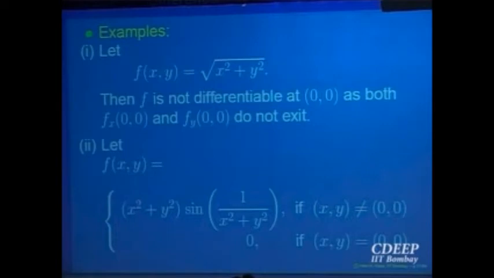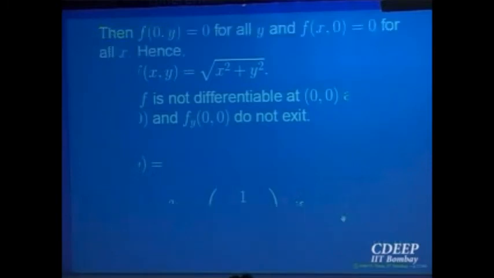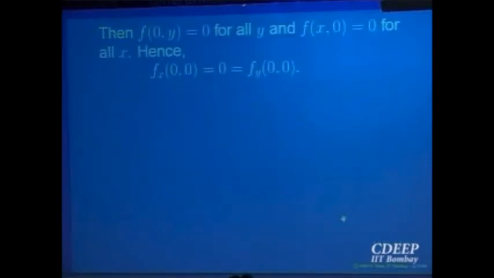So let us look at another example so that the idea sinks. f(x,y) is given by the function x square plus y square into sine of 1 over x square plus y square when it is not 0, and when the point is 0, 0, the value you can put 0. Because if you put it 0, then this function becomes at least continuous, right? That is clear? For this we have already seen both the partial derivatives at 0, 0 exist and both are equal to 0.